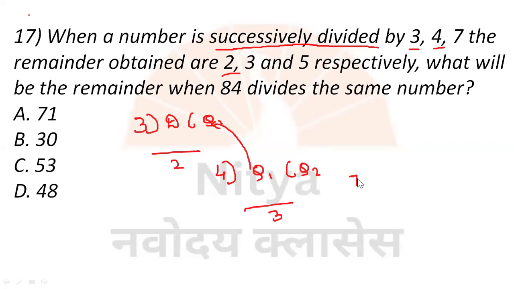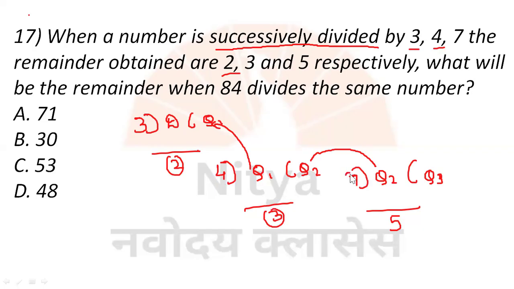Similarly, when we divide the same number by 7, what do we have to take? This quotient will be the next division's dividend. Okay, so that is called successive division. So quotient 3 divided by 7, remainder is 5. This is the meaning of this question. It means when we divide a number by 3, you get remainder 2. And when divided by 4, your remainder is 3. And again 7 is the divisor, and remainder is 5.